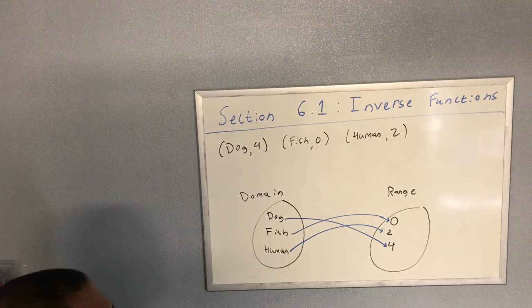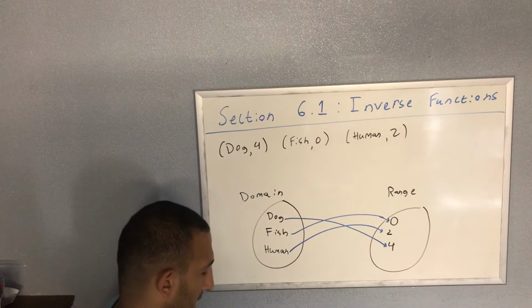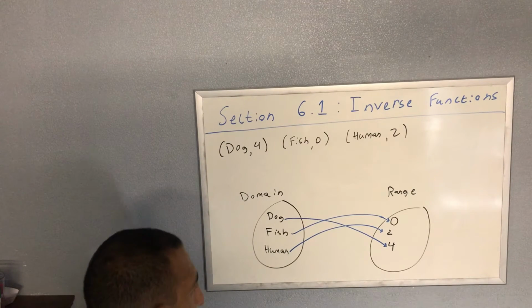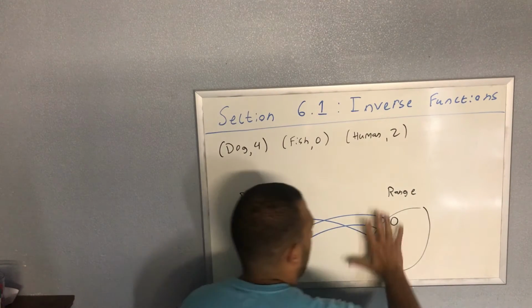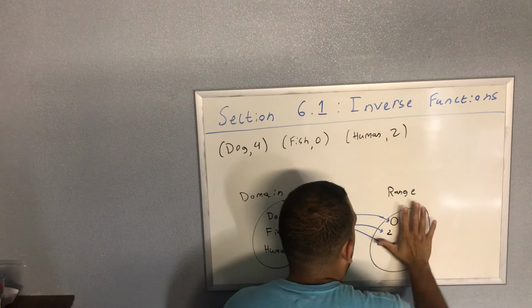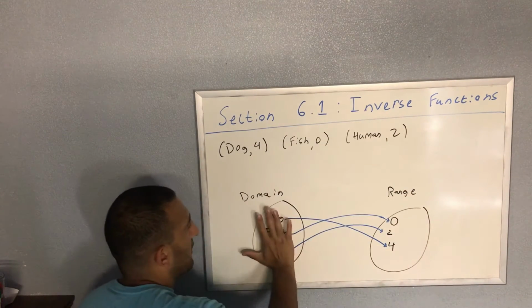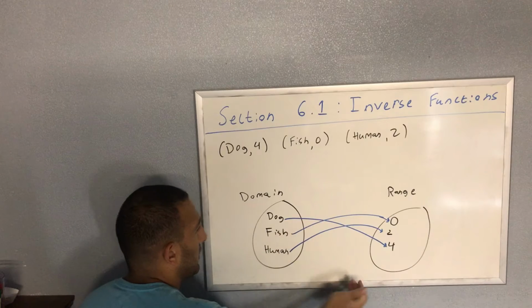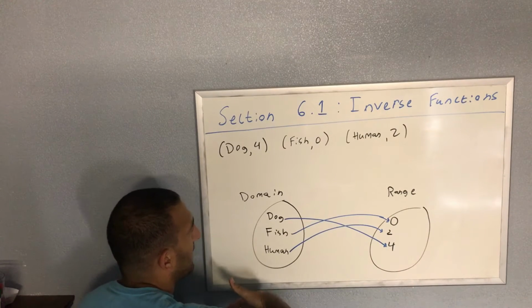So what the inverse function does is it does the exact opposite. It takes something from the range as the input, and then it tells you what it corresponded to in the domain. So you kind of just run the arrow backward.